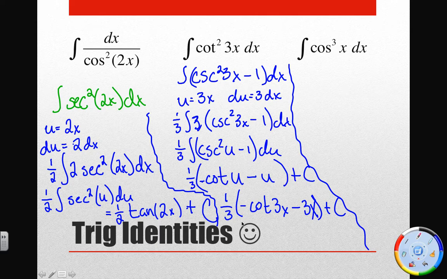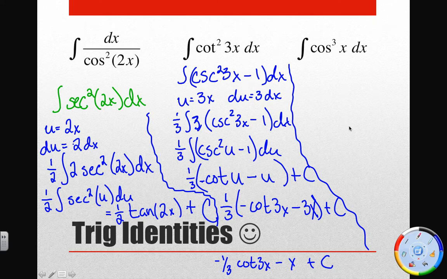And make sure, those of you guys, you silly goofballs, do not multiply this 1/3 times this 3 inside the cotangent. It would be negative 1/3 cotangent of 3x. So I'd say, way down here on the bottom, negative 1/3 cotangent of 3x minus x plus c.